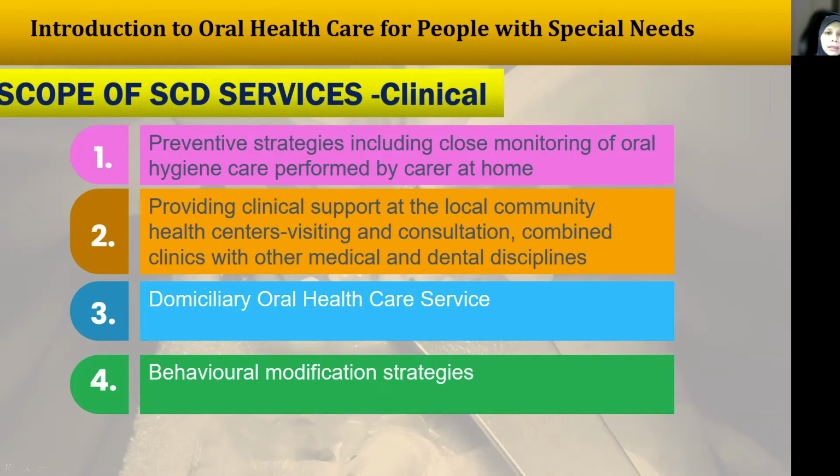We also provide clinical support at the local community health centers, where we visit these centers or institutions and give consultations, and we also do combined clinics with other medical and dental disciplines, for example psychiatry and geriatrics. And whenever it's required, we will go and visit the patients at the institutions or at their homes to provide domiciliary oral health care services.